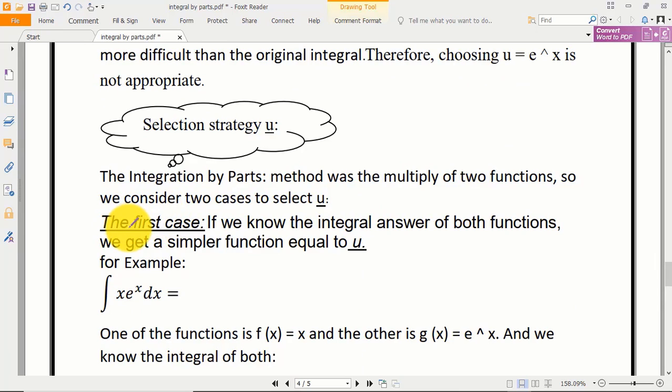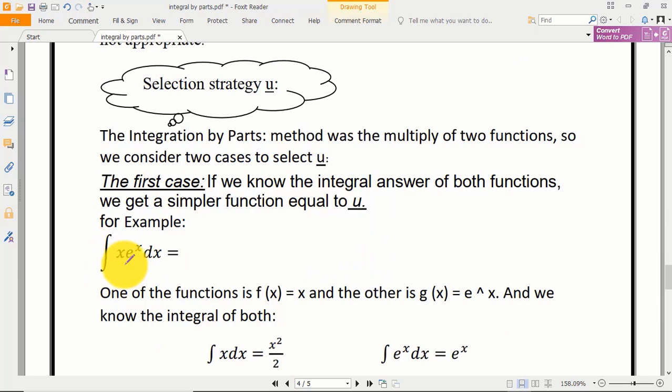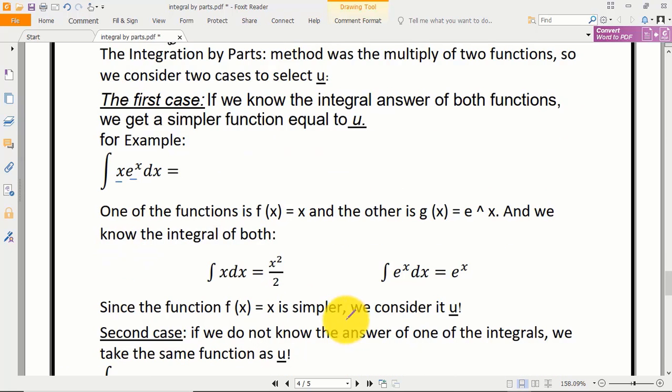For instance, we'll have a look at this integral. Here we have f of x as x, and e to x is g of x. In this case, I know the integral of both functions. Now tell me, which one is more soluble? I pick the simpler one, and it would be u. The x function is simpler to solve. So we consider x as u, and we've just talked about what the whole answer would be.